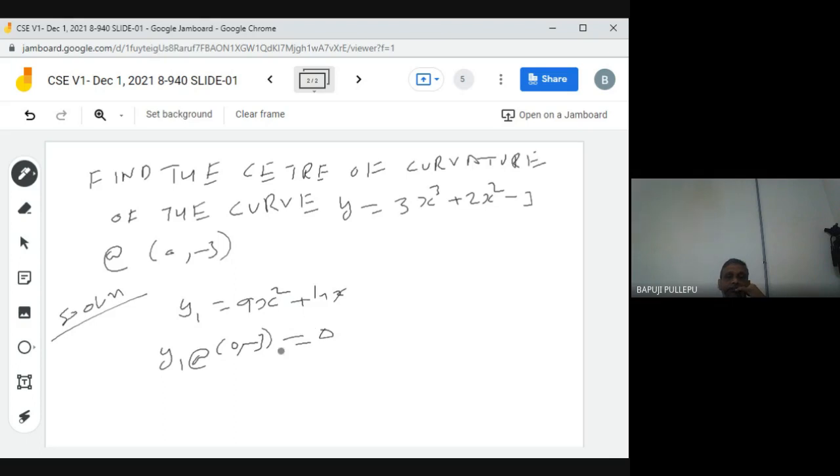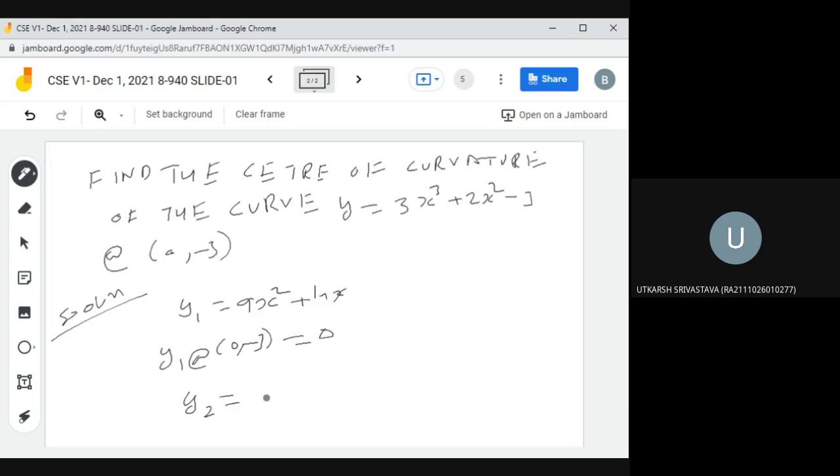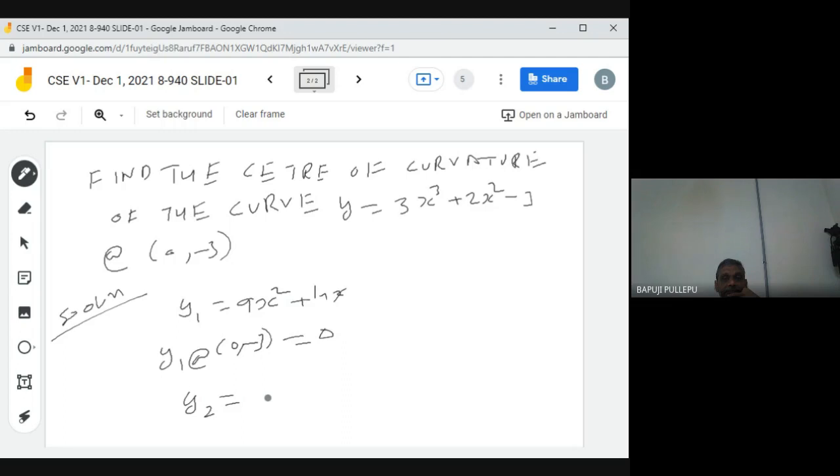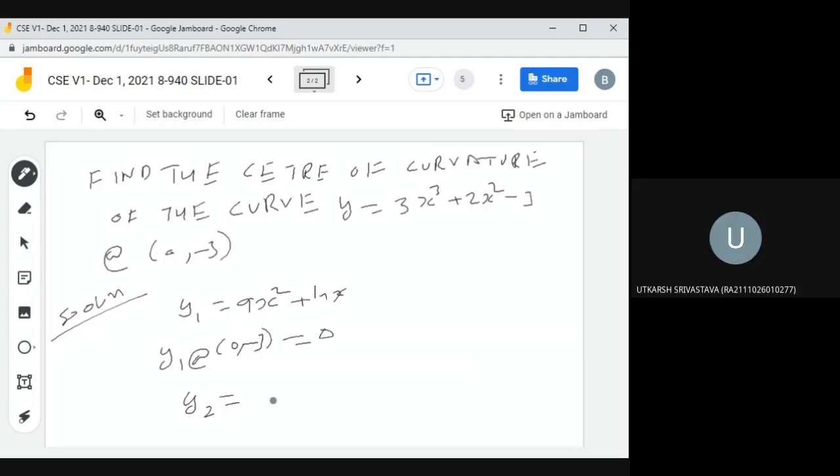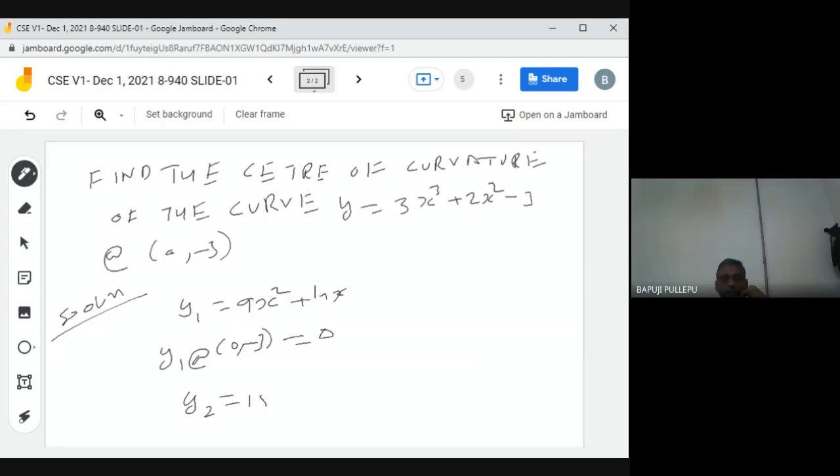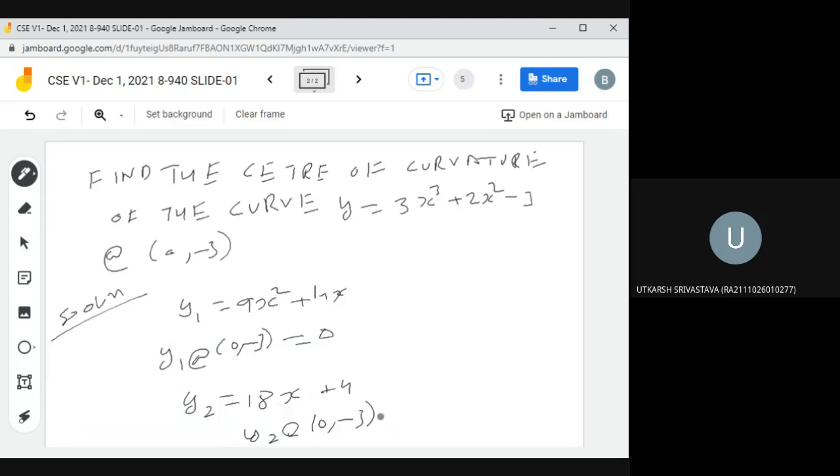Then y2, what is y2? What is the value of y2? We differentiate y1: 18x plus 4. Very good. Now y2 at 0 comma minus 3 is what? The x will be 0, so y2 is equal to 4 only. Correct?